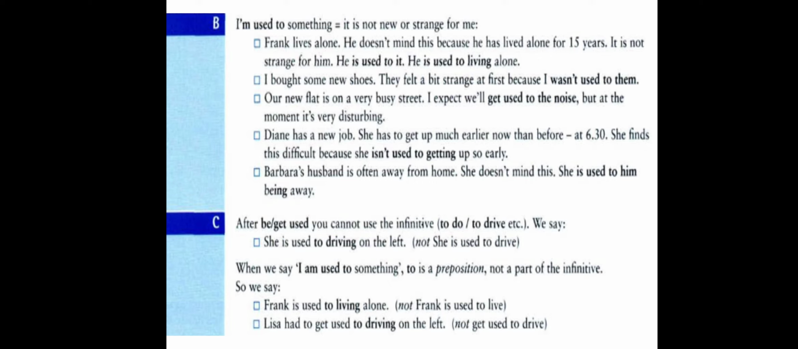Lisa, the other example, Lisa had to get used to driving on the left. Here we have get before used to, then to is a preposition, then we add verb plus ing, driving on the left. We don't say Lisa had to get used to drive. We don't use base form, but we use verb plus ing because to here is a preposition. To is not infinitive. That's why we don't use base form after to.